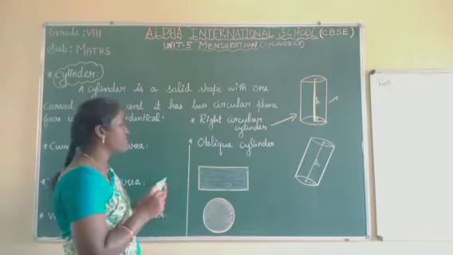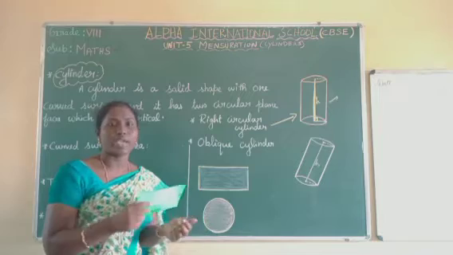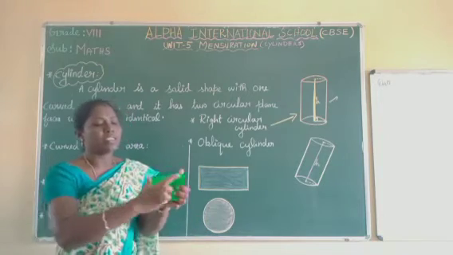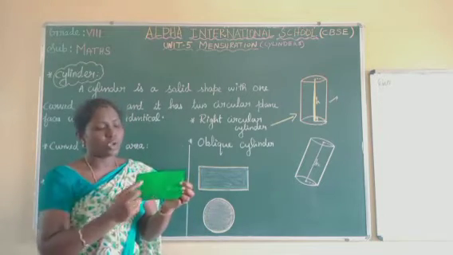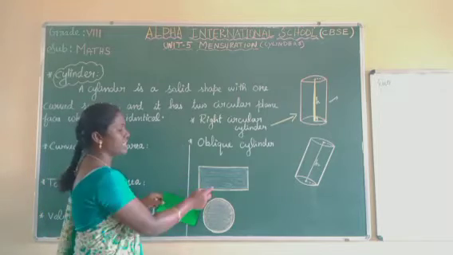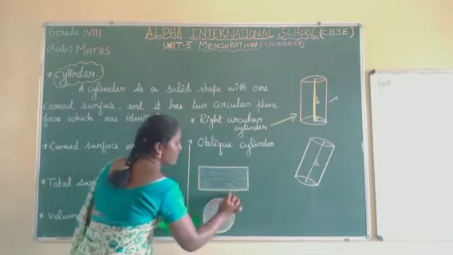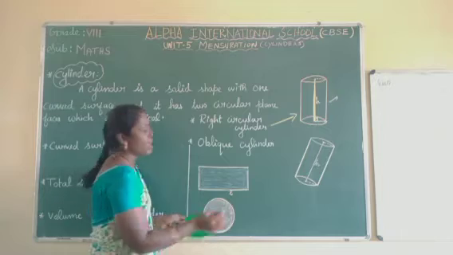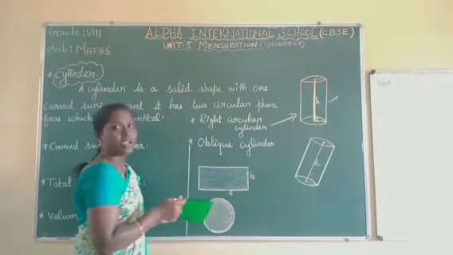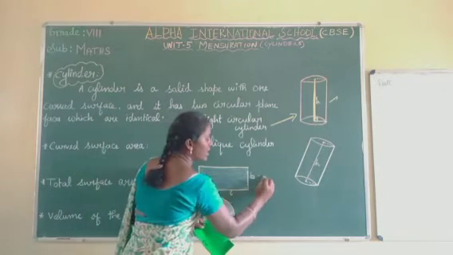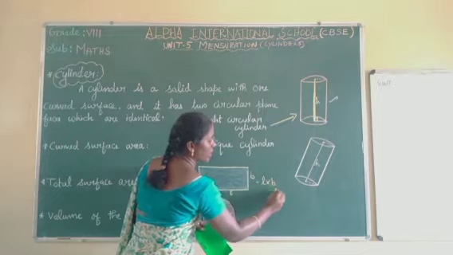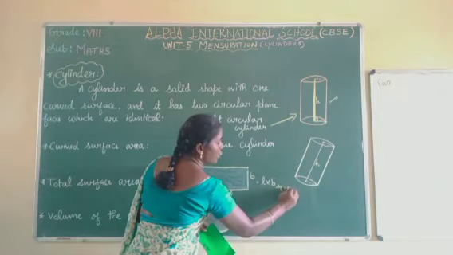So what is the similarity between the rectangle and the cylinder? This paper is the area of the rectangle. We take the length as L and the breadth as B. So what is the area of the rectangle? Length into breadth, square units.